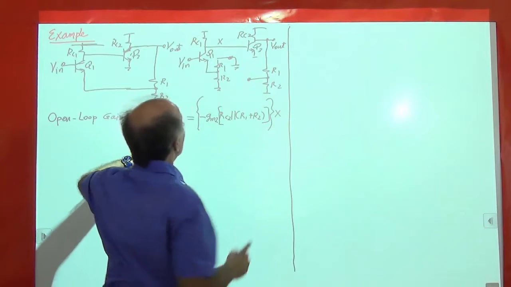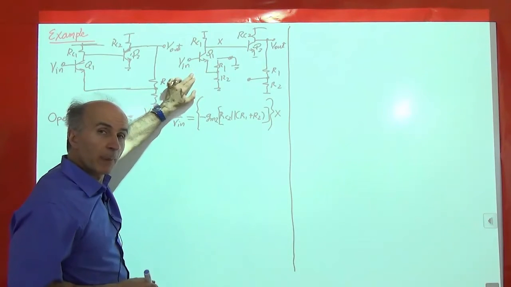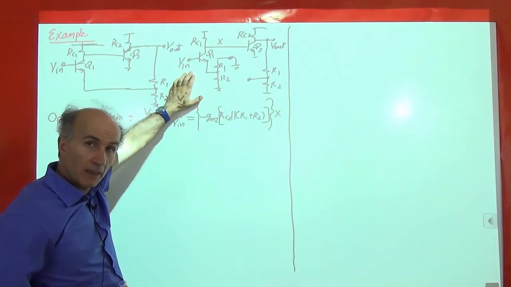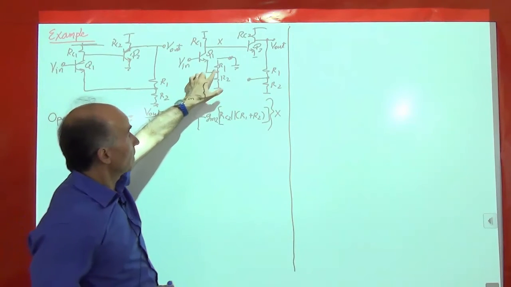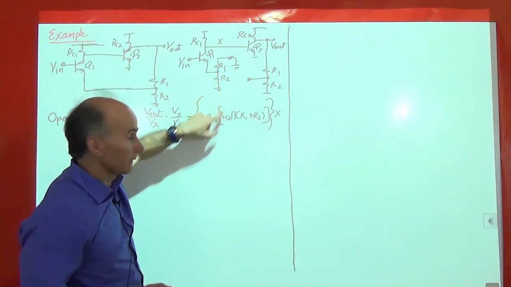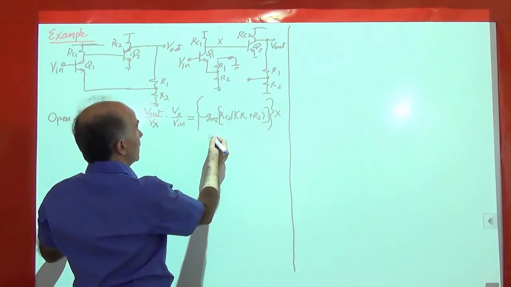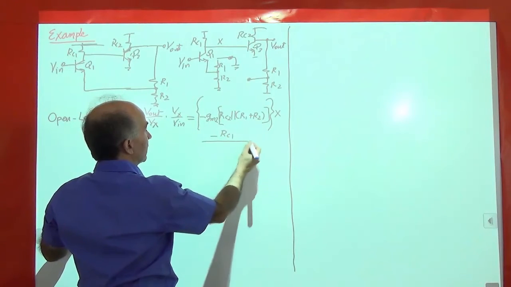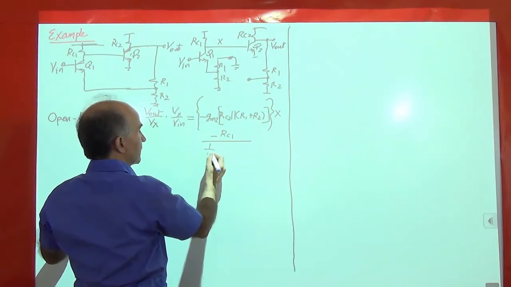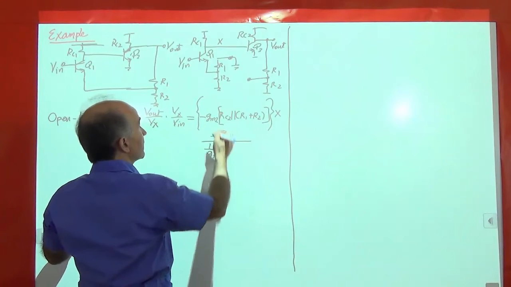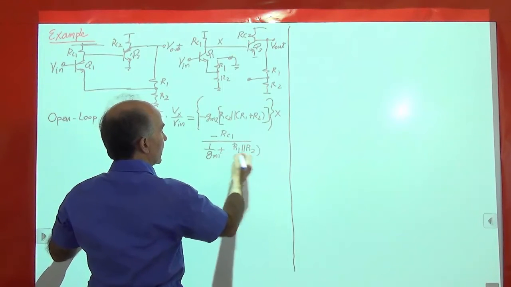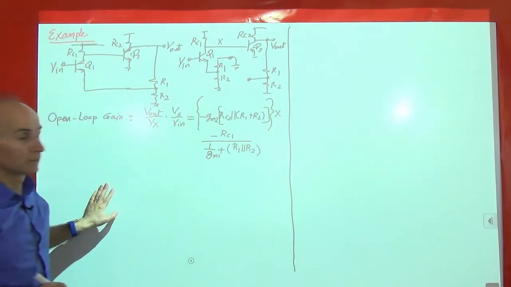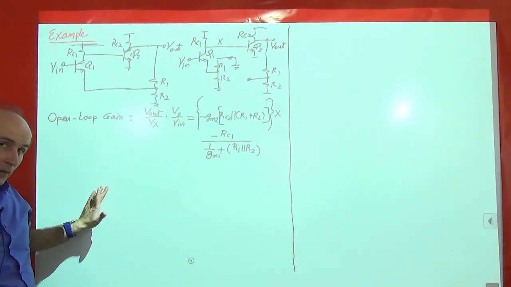And now we need Vx over Vin. How much is that? This is a common emitter stage, but with degeneration. We have some degeneration resistance here. How much is that? R1 going to ground, R2 going to ground, they're in parallel. So the gain of that stage would be minus RC1 divided by 1 over GM of this device plus the degeneration resistance, which is R1 in parallel with R2. All right, that's the open loop voltage gain.